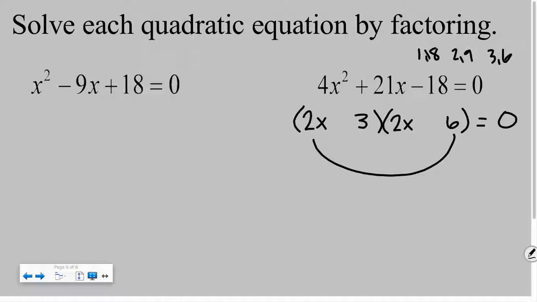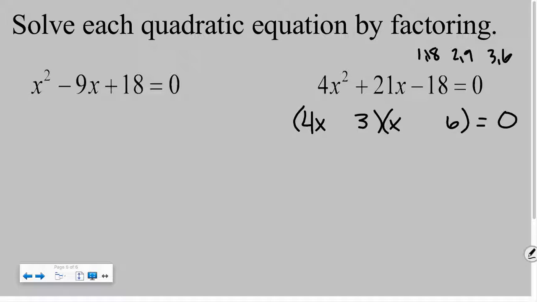Outsides, 2x times 6 would give me 12x. Insides, 3 times 2 is 6. Will 6 and 12 combine to make 21? Okay. It's not going to matter if I switch the 6 and 3 around there. You want to change my 2's around? Is that what we're going to try? So you want me to do 4 and 1 instead of 2 and 2? Okay. And keep the 3 and the 6 there?